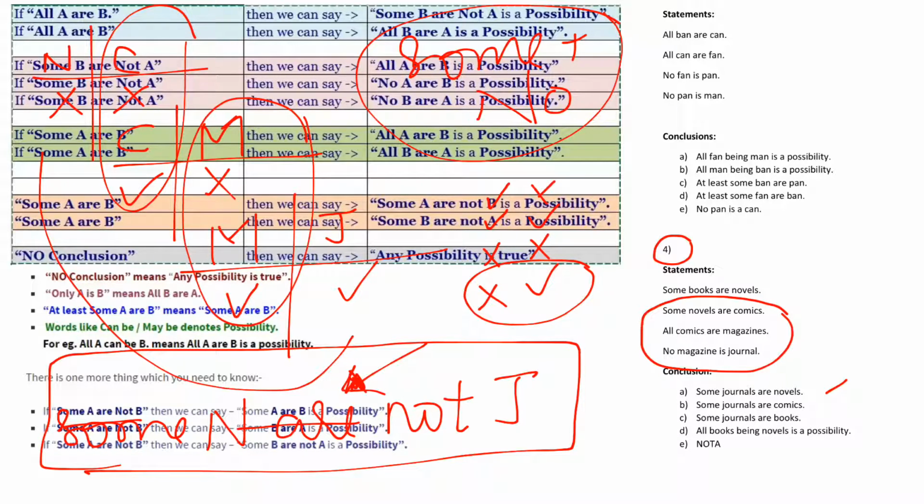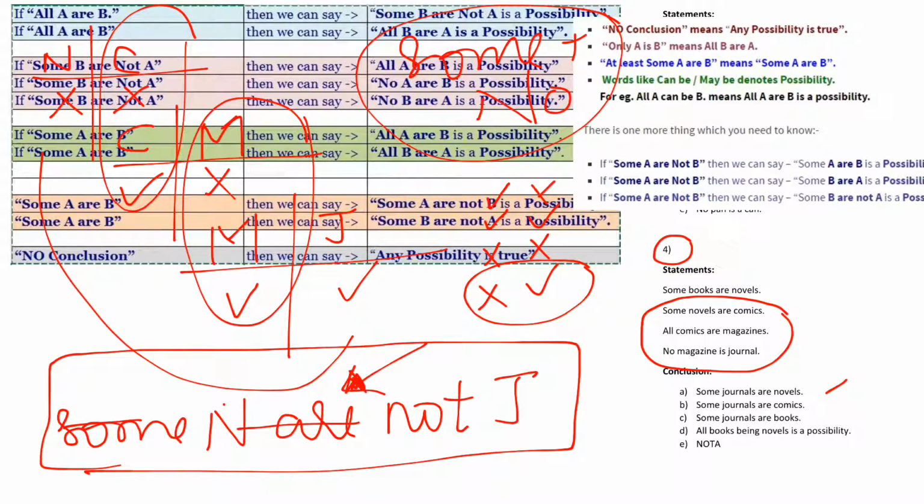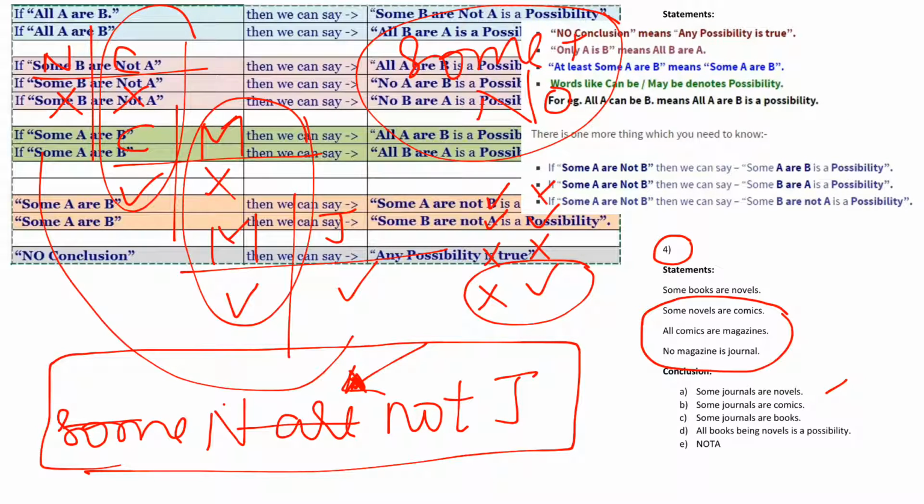If you are getting only no A R B in the main, and from there you are deriving some A R not B, then you cannot say some A R B is a possibility. But here we are getting some N R not J directly, so you can use this rule, which you can see again here: some A R not B, you can say some A R B is a possibility. So obviously we can say A follows as a possibility. So this is not our answer. We have to find which definitely does not follow.